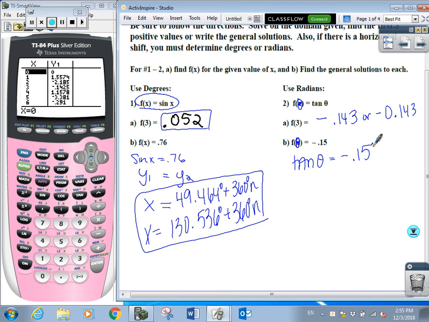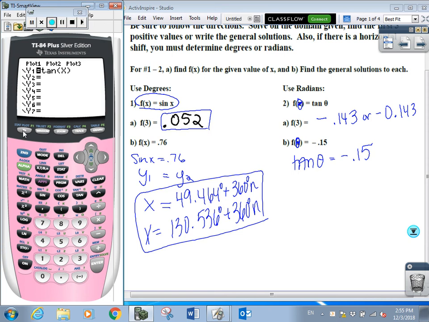All right, so y equals, we already have tan x in there, so we want to put in negative 0.15 and graph it. Now, if your graph doesn't look like this, that means you just didn't clear it out. It's in whatever mode it was in from the previous problem, which is fine. Now, if you know what you're doing and you know that negative 0.15 is a line that is very, very close to 0, you can just find your point of intersection and go from there.